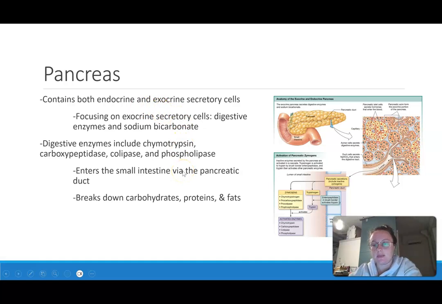and so they need to be activated. Also entering the small intestine is trypsinogen, which is shown here, and it brushes along this brush border in the small intestine, is activated, and then activates the zymogens to make our activated enzymes to break down the carbohydrates, proteins, and fats.